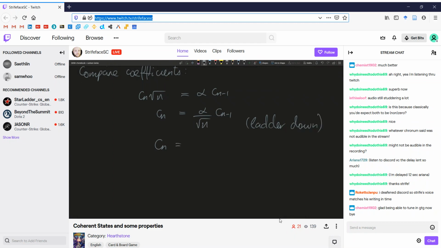Could you just repeat what you just said again? Right, okay. So in order to find this, we want to express it in terms of one coefficient. Because the right-hand side is Cn minus 1, we can keep dropping down until we reach the ground state. We would have to do that n times. So what we get is alpha to the n.